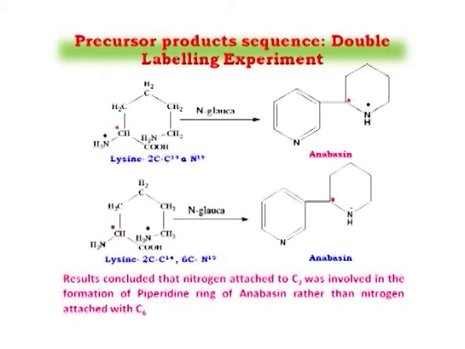Non-equivalency of the two nitrogens is demonstrated by a feeding experiment with radio-labeled nitrogen at carbon number 2 and carbon number 6 of the lysine molecule separately. Study results conclude that the nitrogen attached to carbon 2 was involved in the formation of the piperidine ring of anabasine, rather than the nitrogen attached at carbon number 6. This can be clearly seen in the figure.